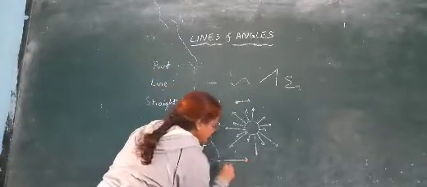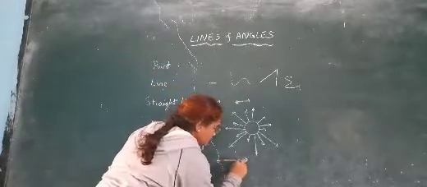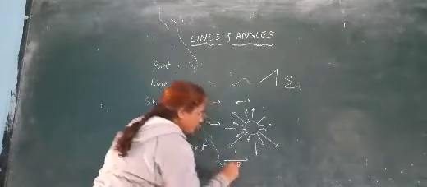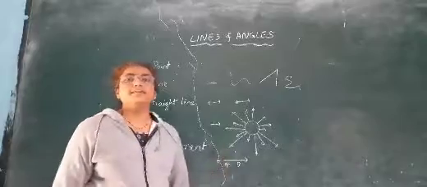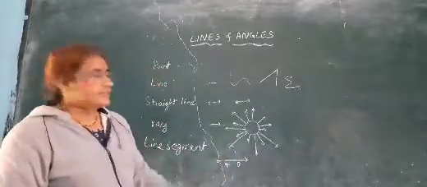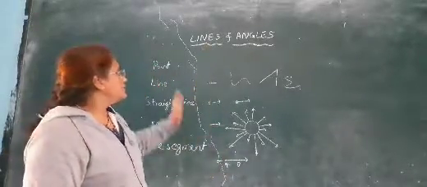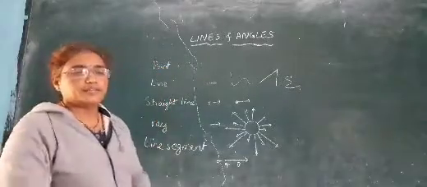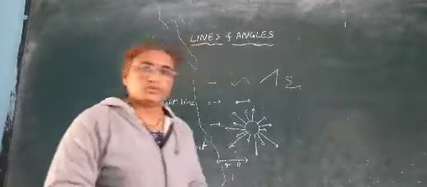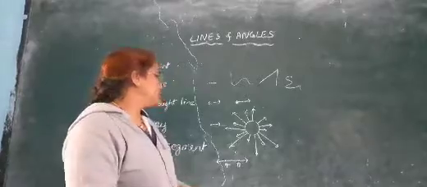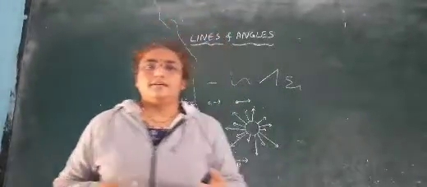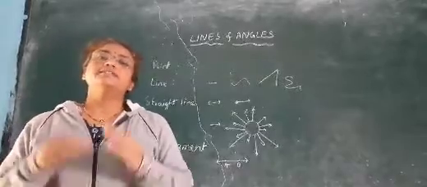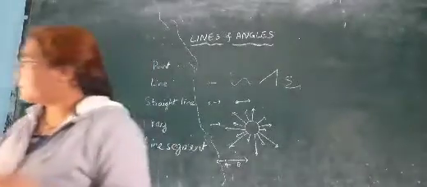A line segment is a small part of a line. A straight line is known as the line segment. These are all the very basic ideas. You have to write these in your notebook or in your notes. Okay. This is how the lines and angles will start.